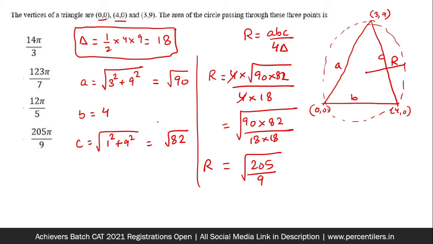I think among the options, the right answer choice is screaming out loud. It has to be 205 pi by 9 because our answer is pi R square. So basically 205 pi by 9. So this is about the solution of our first question. Fourth option is the answer. Moving on to the second question.